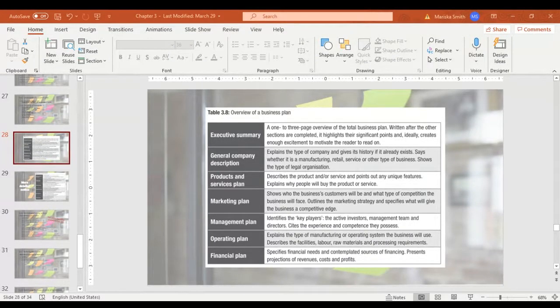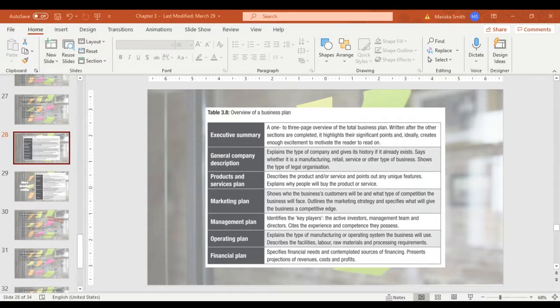Then you have your marketing plan. So this shows who the business customers will be, who's the type of competition that we are either envisioning or that we might already have. Then the management plan. So this identifies the key players. So the key players are like your investors, the management team, and any directors that the company might already have. If the company doesn't have any directors, then obviously it will just be you, the entrepreneur.